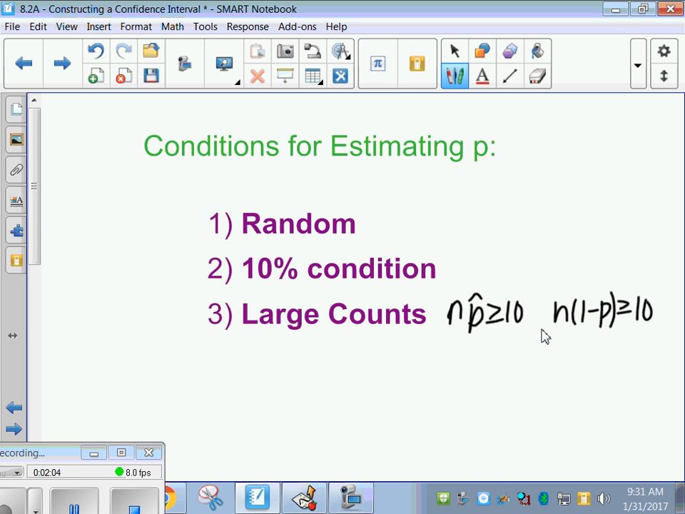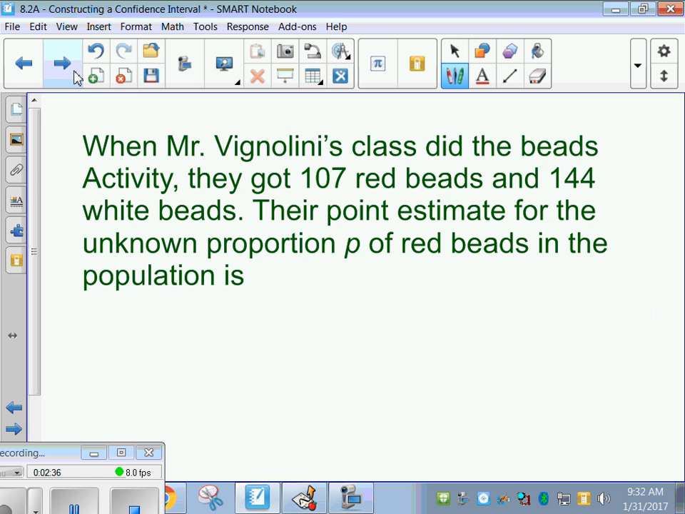By the way, these are for p's, right? Everything we're doing right now is proportions. What was the rule when we were doing x-bar, the sample mean? Greater than 30. So this is the rule when you're doing proportions for large counts. If we're doing the means, you have to do greater than 30. All right, the 10% condition is the same for either of them. Our sample has to be less than or equal to 1/10 of our population. All right, so those have to be true.